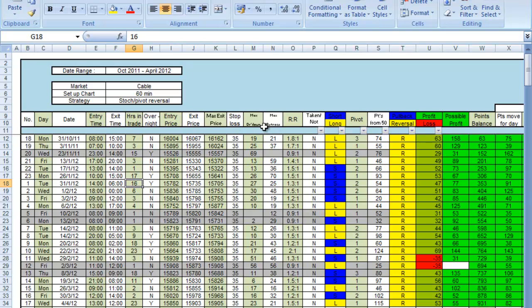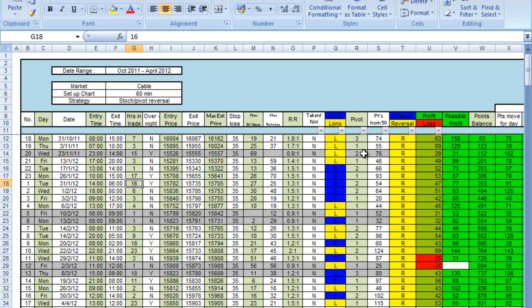Entry, exit price, all these columns along here are the same. This is my risk reward based on my target that I set. So the top one, that's 1.8 to 1. 1.5 to 1 is obviously 1.5 to 1. Taken or not? Well, they're all not taken because these are back tests.